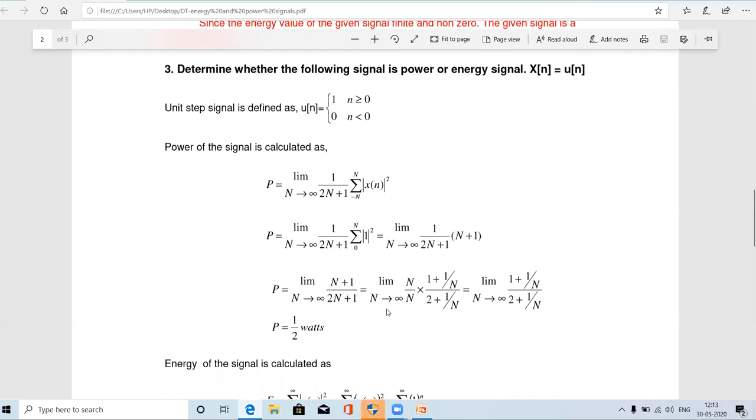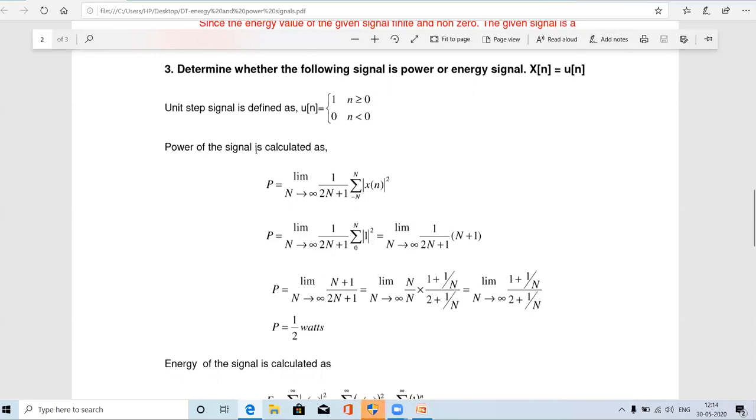So here we will prove. The answer is also the same, power P equal to 1 by 2. For u of t, a continuous time unit step signal, the power is the same, 1 by 2, half, 0.5. Similarly for u of n, the power value is the same answer, 1 by 2. So we will discuss. Already you know that u of n has the amplitude 1 for n greater than or equal to 0, and 0 for n less than 0.